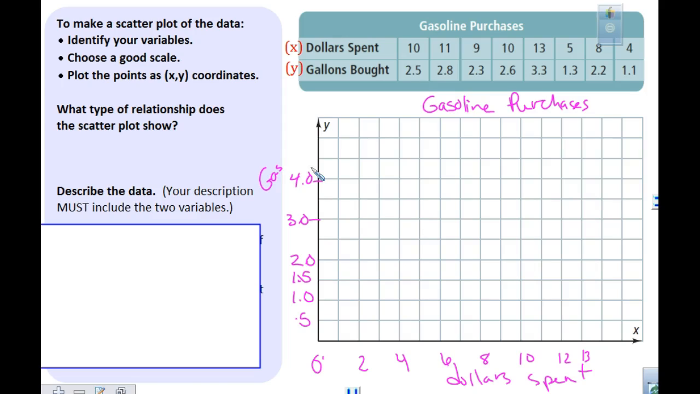So now what you want to do is plot your points. So you are going to 10 and 2.5. The point. That's a scatter plot when you do that, okay? So please plot those points at best fit.